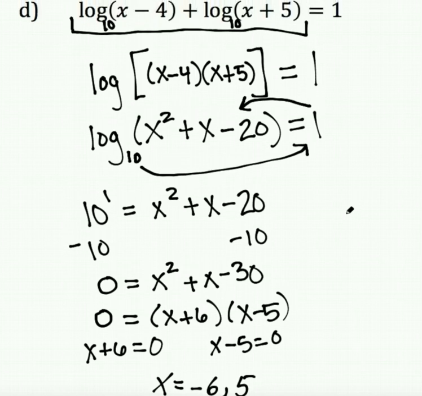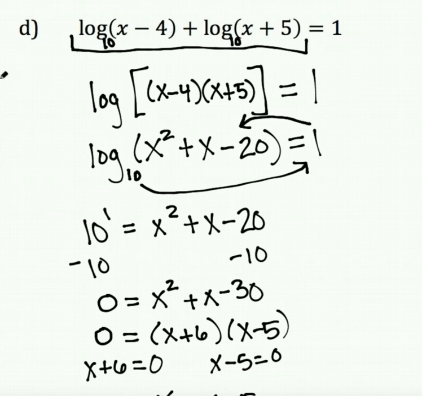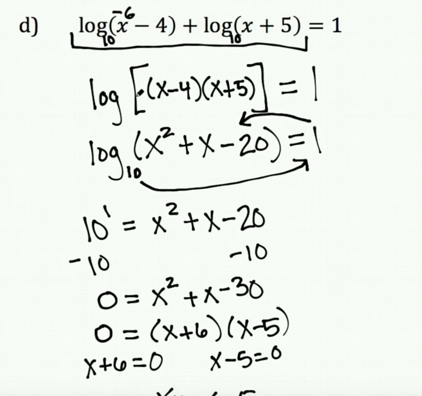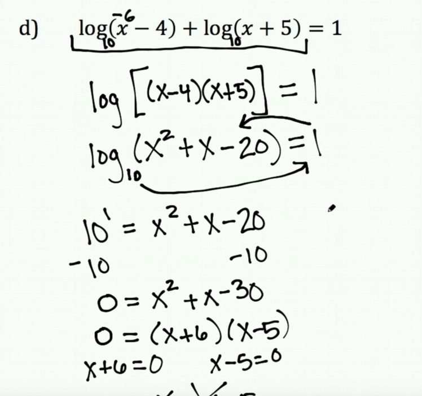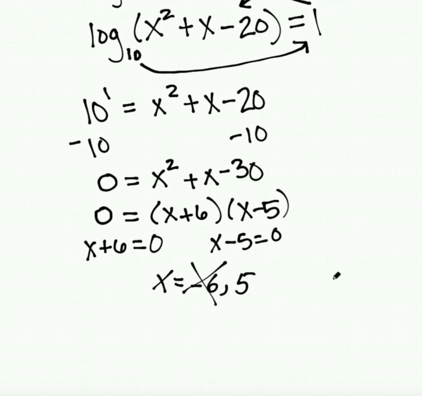So let's check the negative 6. Right off the bat, when I put a negative 6 in here for x, that leaves me with log of negative 10. Well, I can't take the log of a negative, so I know that the solution x equals negative 6 is not going to work. But let's check our 5. When I put 5 in for x, I get 5 minus 4, which is okay. And I get 5 plus 5, which is okay. So my only solution for this problem is x equals 5.